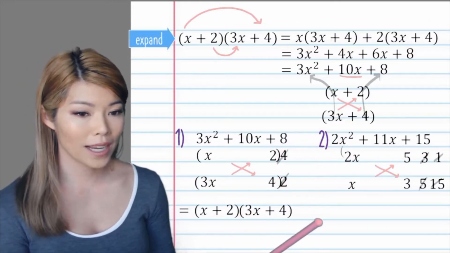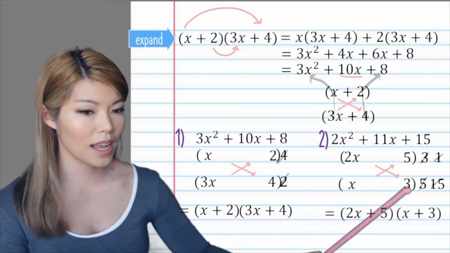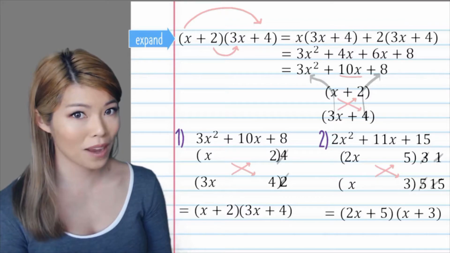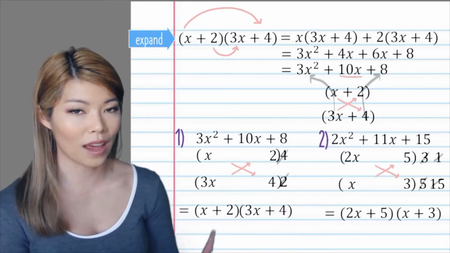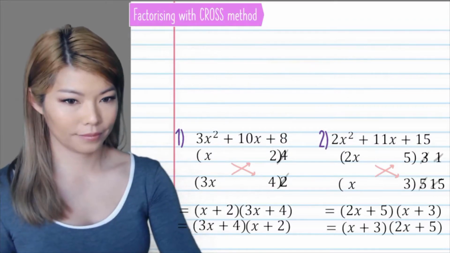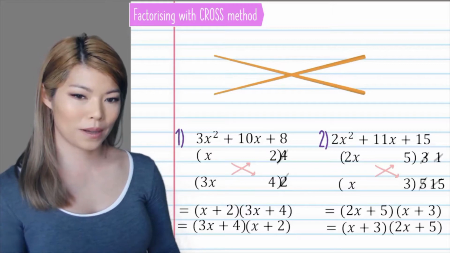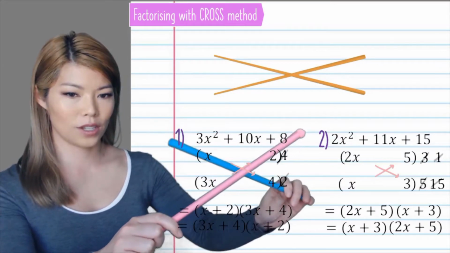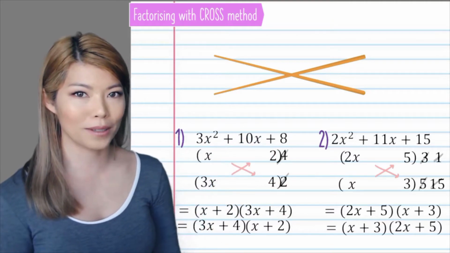So then we bracket it off and we just have to copy it down. So 2x plus 5 and then x plus 3. And that's the factorized form. You can check by expanding to see that we get back to that over there. Sometimes I've called this the chopstick method because if you picture the cross as chopsticks, you're picking it up and adding them together to give you the middle value.